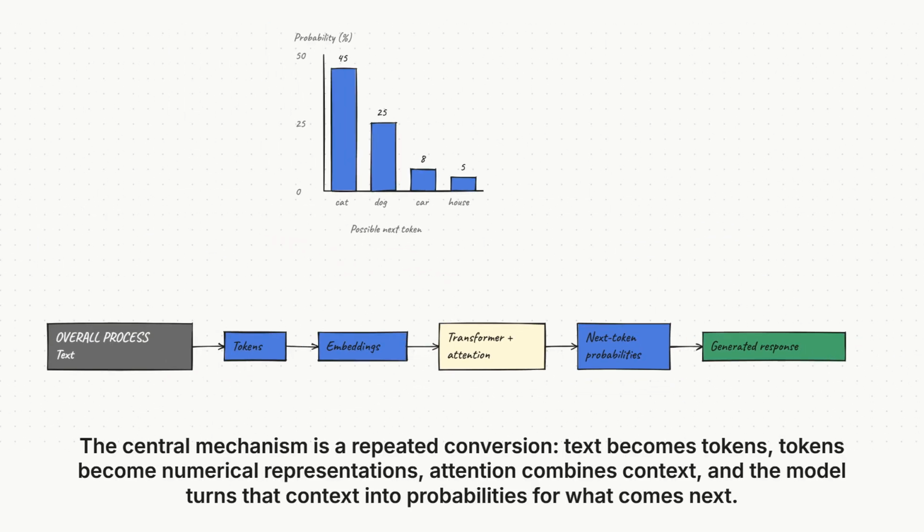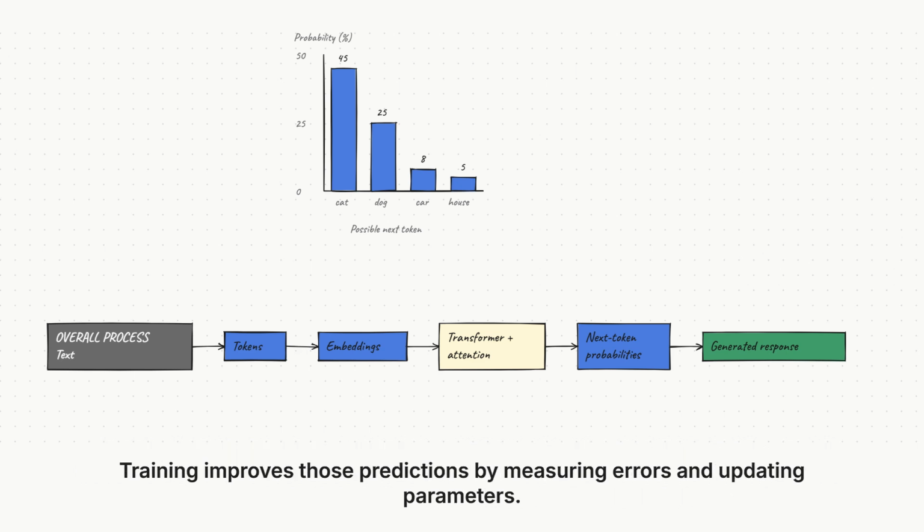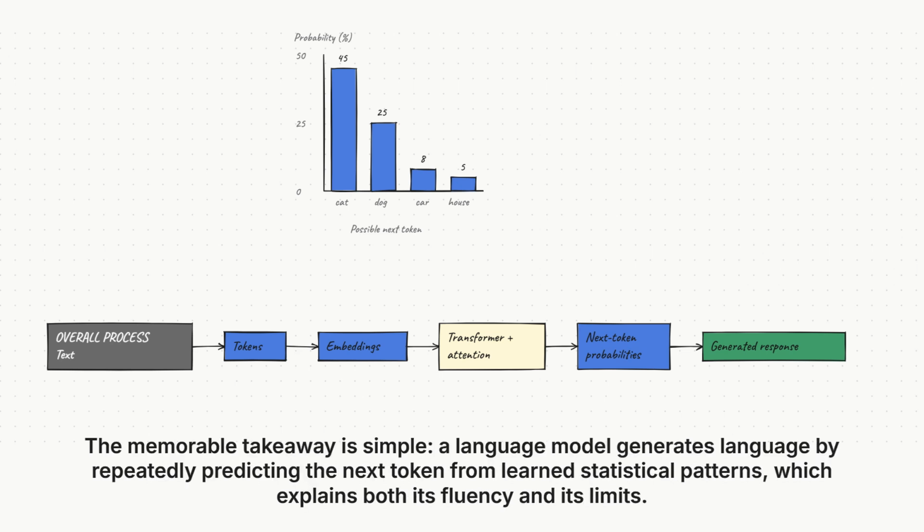The central mechanism is a repeated conversion. Text becomes tokens, tokens become numerical representations, attention combines context, and the model turns that context into probabilities for what comes next. Training improves those predictions by measuring errors and updating parameters. The memorable takeaway is simple. A language model generates language by repeatedly predicting the next token from learned statistical patterns, which explains both its fluency and its limits.